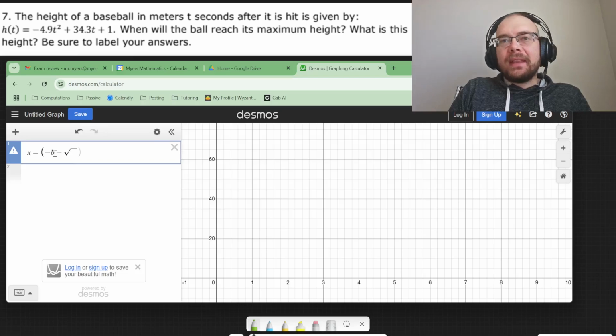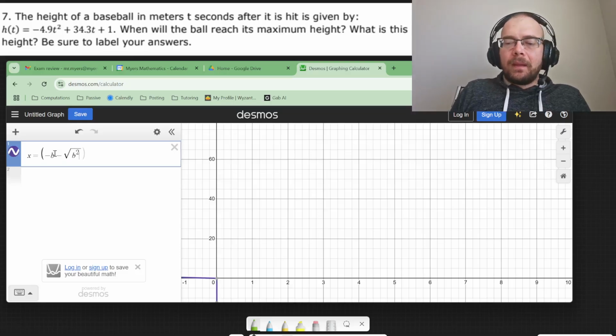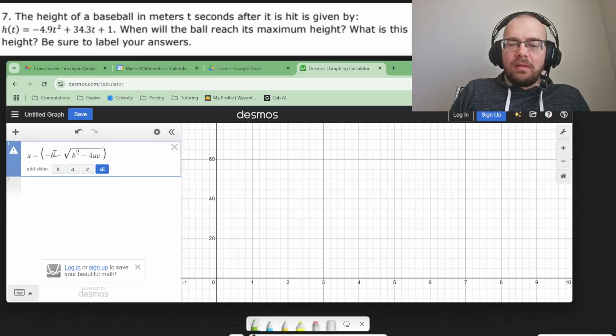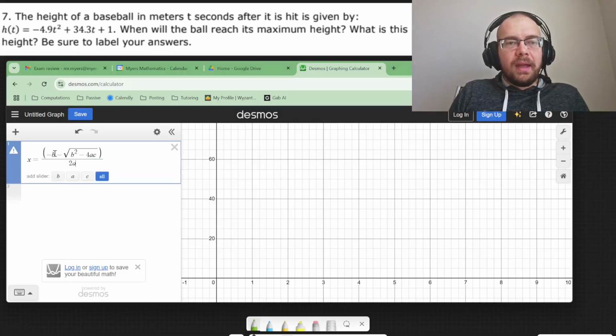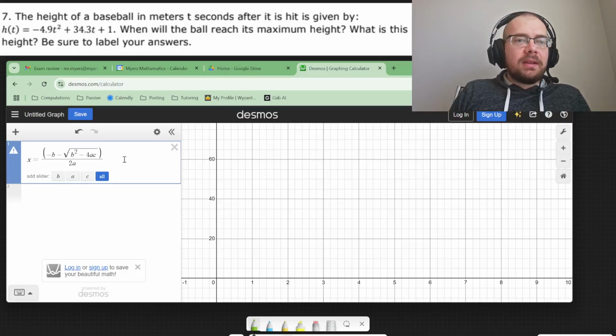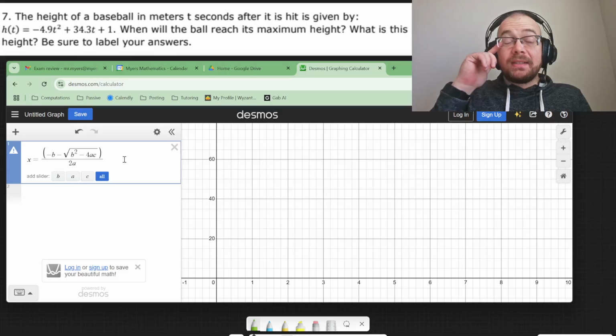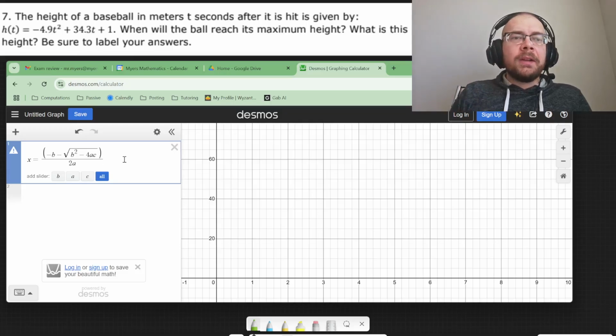Of, now that only works on Desmos. If you're doing it, there's going to be a square root button on your scientific. B squared minus 4ac all over 2a. Okay, and we can add a slider on there, but basically I just wanted to show you the formula on here. But when you plug it in, you're going to be plugging in those values, right?